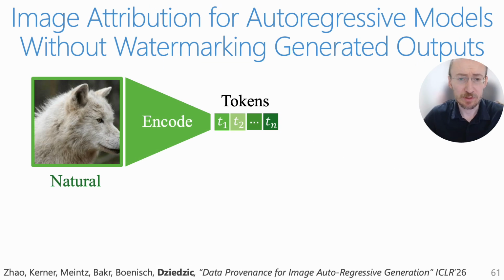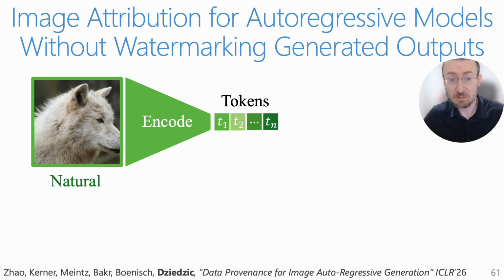Now the question is, what if I do not watermark outputs from a generative model? Can we still detect that a given image was generated? Can we still trace a given generated image back to the model that produced it? These were the questions that we asked, and we also found answers to them, in this case for these image autoregressive models. We carried out the data provenance on the token level.